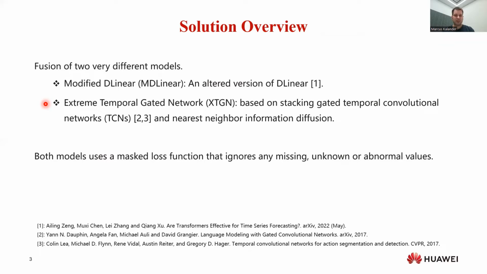And as a post-processing step here, we also perform information diffusion over the nearest neighborhood graph to merge information from nearby wind turbines. And both these models use a masked loss function that ignores any missing, unknown, or abnormal values in the input data. So let's take a closer look at the details of each model.